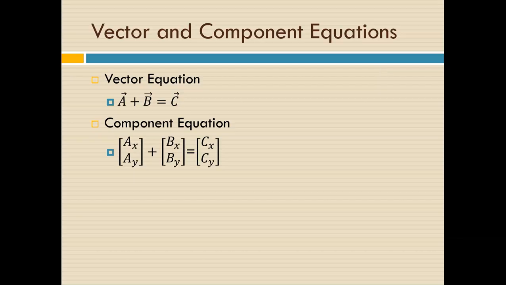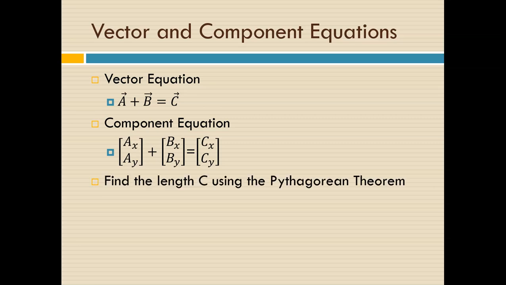Okay, so back to my top. So now you see why it's set up that way. So there's AX, AY plus BX, BY equals CX, CY. Once we get that, we can find what CX and CY are. We can find the length using the Pythagorean theorem. And we can find the direction by using the inverse tangent of the y component over the x component.